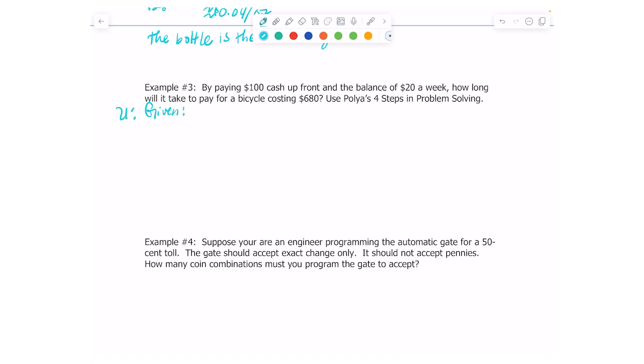So this is understand, right? What am I given here? I'm given the cost of the bike, which is $680. I'm given that the amount paid in cash was $100. And I'm also told that the weekly payments are $20 a week.